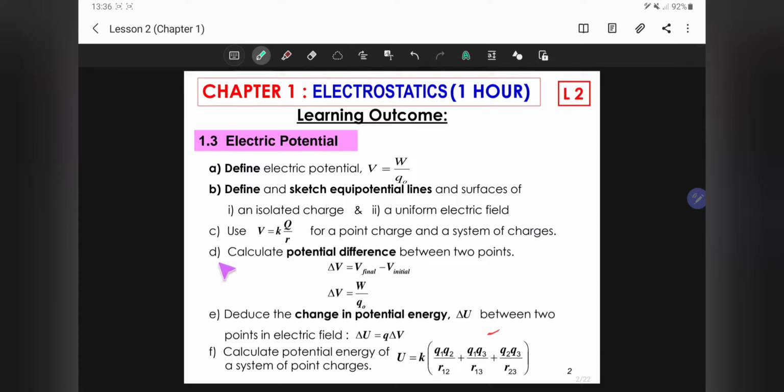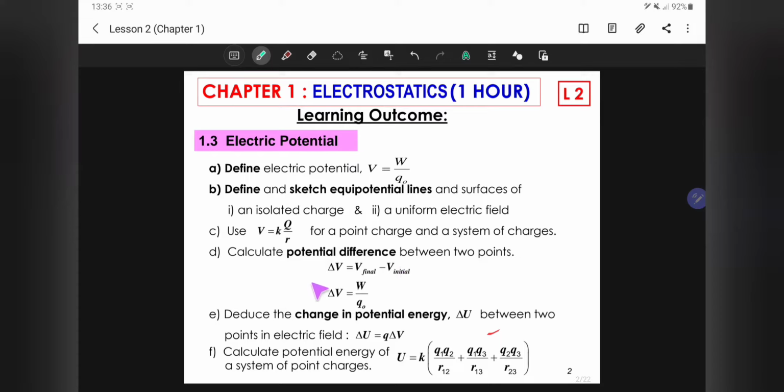For the next part, students should be able to calculate the potential difference between 2 points. The symbol of potential difference is delta V. Before this, we were discussing potential, where we just refer to 1 point only. But to calculate the potential difference, there must be two different points. So delta V representing the potential difference is equal to the difference between V final and V initial, or V2 and V1.